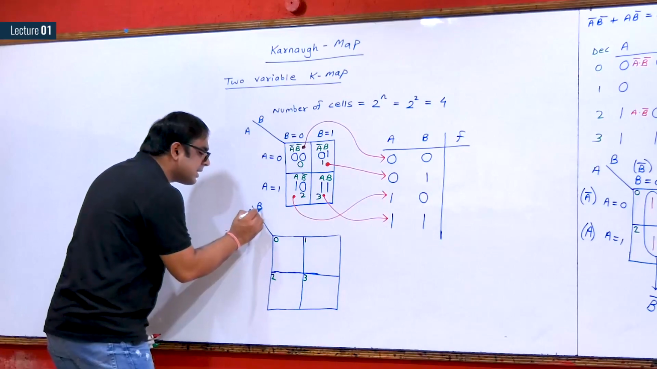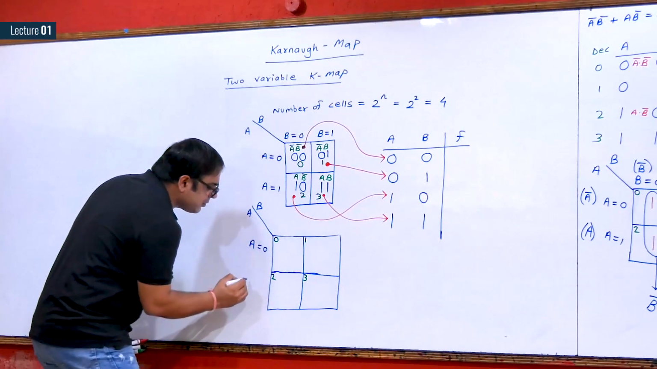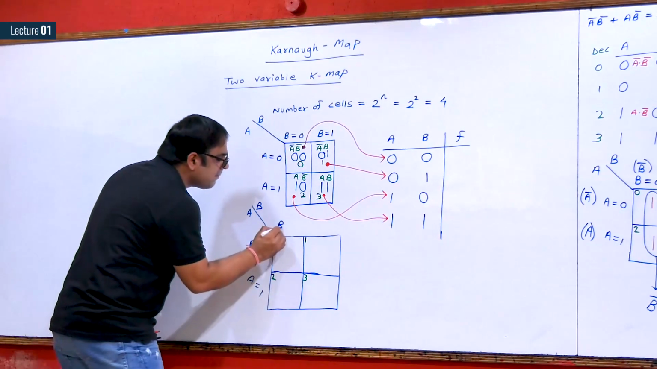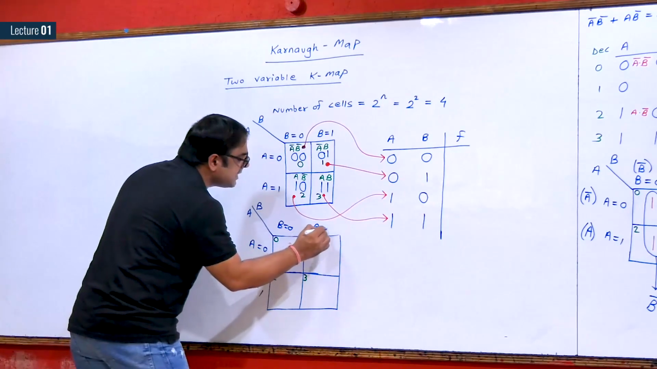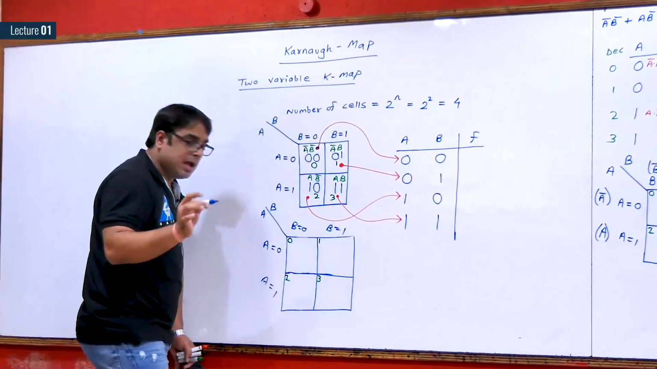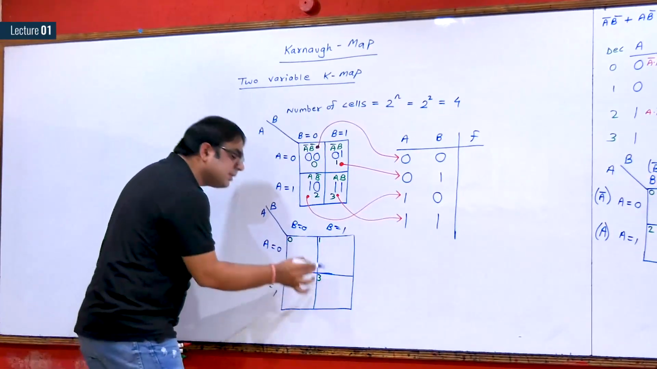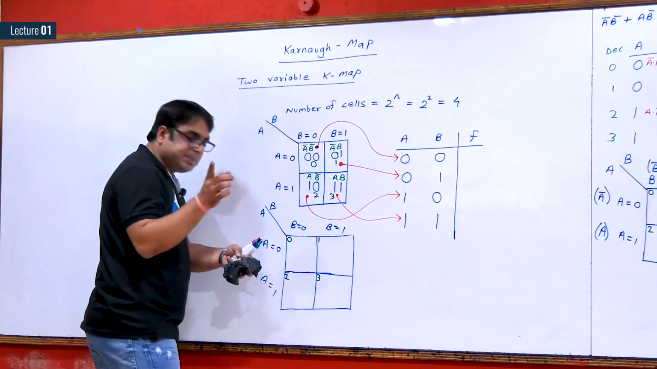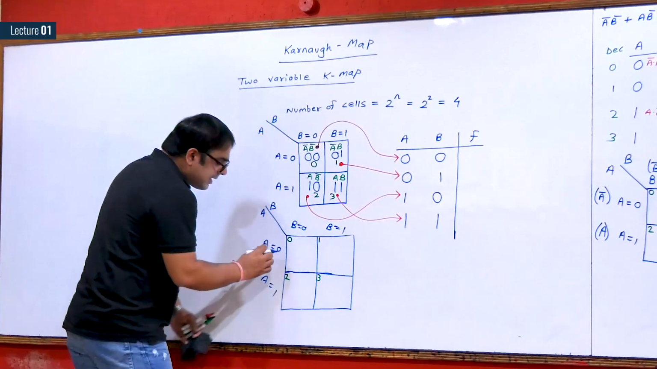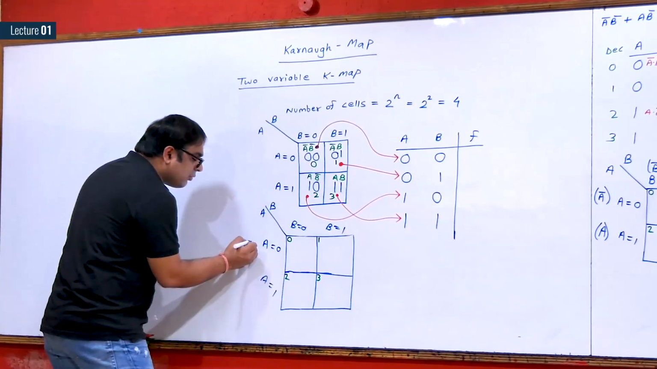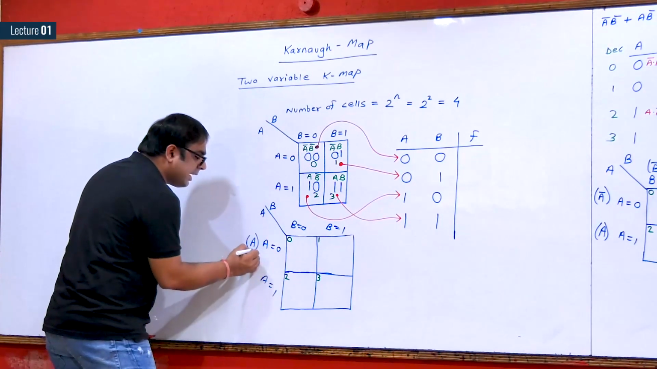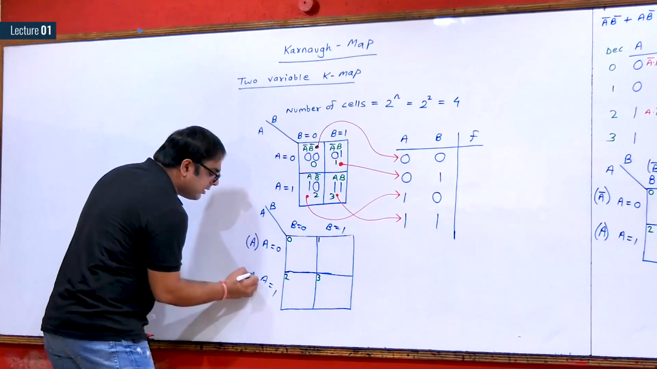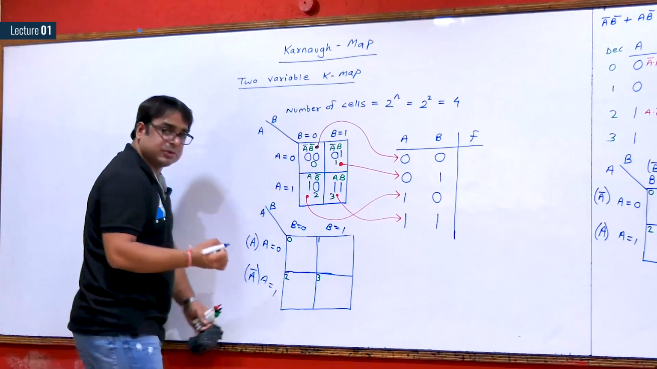This side is A, this side is B. This is A equal to 0, this is A equal to 1. This is B equal to 0, this is B equal to 1. This is common, and 0, 1, 2, 3 is also common. Now what changes will be there? Please see. A equal to 0 will now be called normal A, and A equal to 1 will be called A complement.